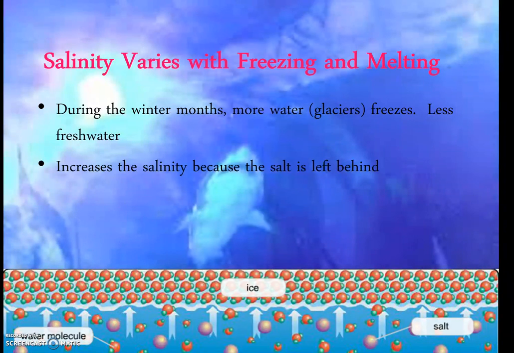During the winter months, the water is colder and more water freezes into the glaciers. That makes less fresh water. So this is kind of similar to evaporation. As you can see here, as the water molecules freeze into ice, the salt is left behind, and that increases the salinity because of the salt that is left behind.